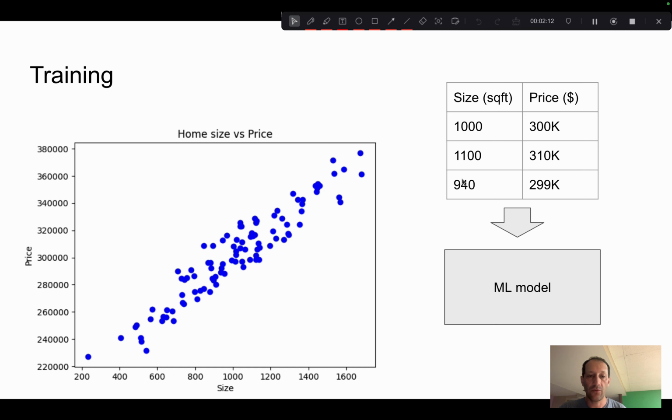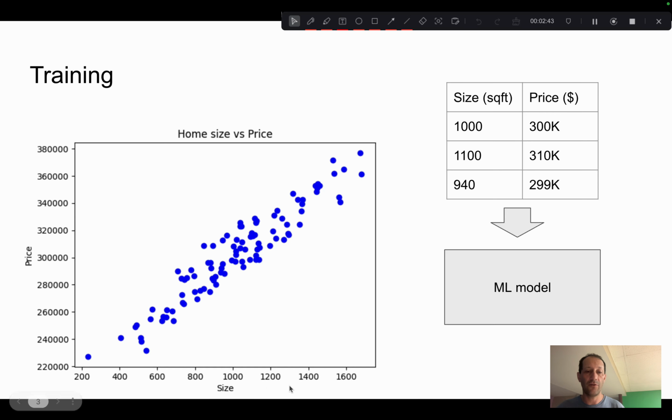You go to the market, you do your research, you find that, yeah, the apartment that was 1,000 square feet went for 300K. Another one, 1,100 square feet for this amount. And then you will end up with a whole bunch of data points. And this is what we call training data. This is what you're going to feed into your model to learn the patterns or the relationships between the sizes and the prices. And I created a toy data set of 100 data points.